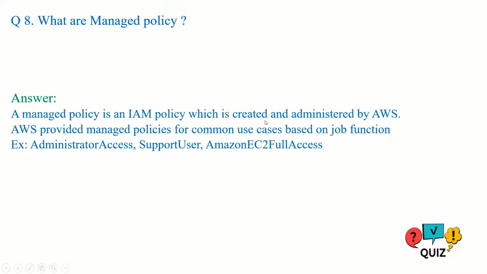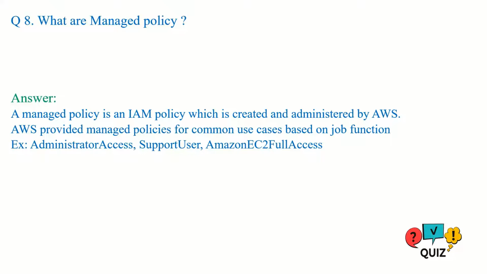A managed policy is an IAM policy which is created and administered by AWS. Okay, there are so many default policies that are already provided, right? The policy templates. These default policy templates that are provided by AWS, and the same will be administered by AWS themselves, are called managed policies. So AWS provides managed policies for common use cases based on job function, like administrator access.